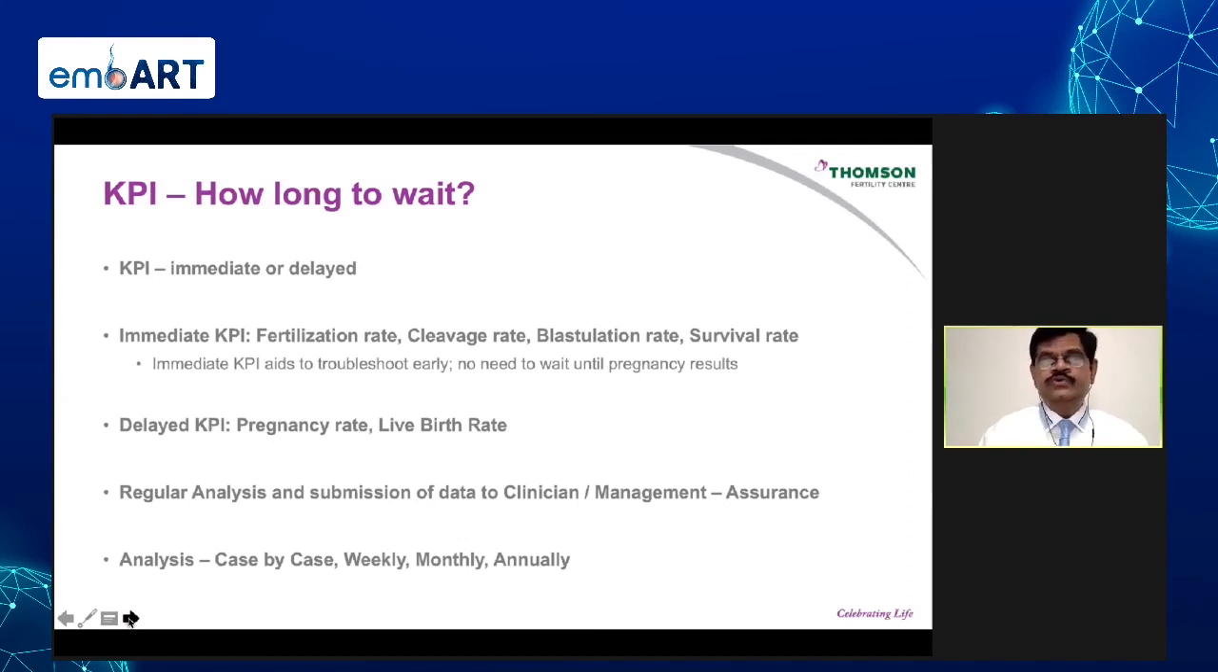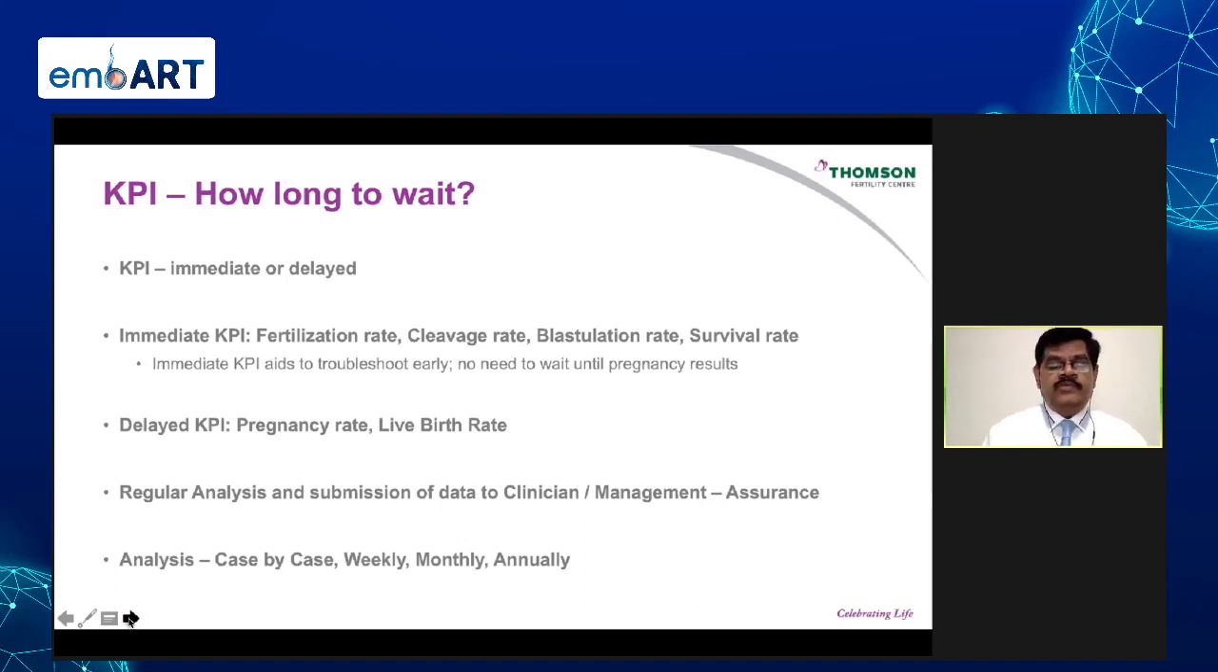So then how long to wait to analyze the KPIs? There are some KPIs which are immediate and some are delayed. The immediate KPIs available are your fertilization rate for every case, cleavage rate of every case, blastulation rate, and survival rate after freezing and thawing. So when you see fertilization, cleavage or blastulation drop for a particular case, immediately you have to analyze what the other factors are, like whether she's older, whether the embryos are good quality, or whether you changed something in the lab recently. Delayed KPIs are pregnancy rate and live birth rate. You need to wait until the pregnancy is established or the baby is born.